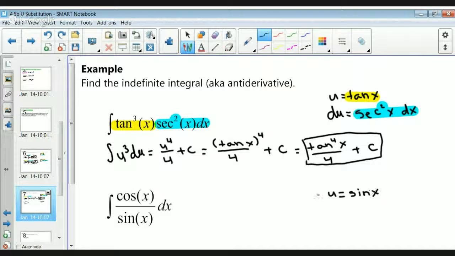So we need u to be sine of x so that when I differentiate and when I get du, du will be the top piece here. All right, you never want du to be the denominator. Okay, so the derivative of sine of x is cosine x. So du is going to be cosine x dx. Okay, go ahead and grab your highlighters. So I'm going to highlight out u, which is sine of x. And then my second piece is cosine x dx. That's going to be my du.